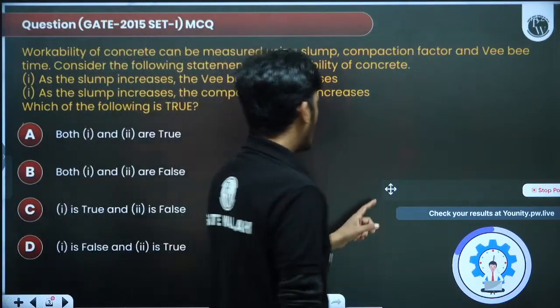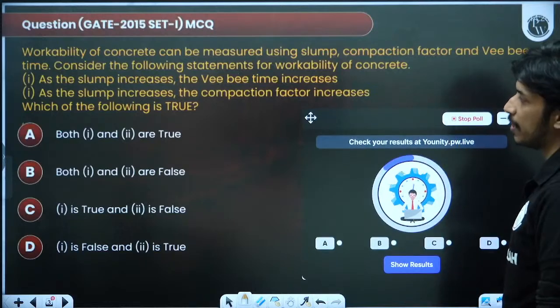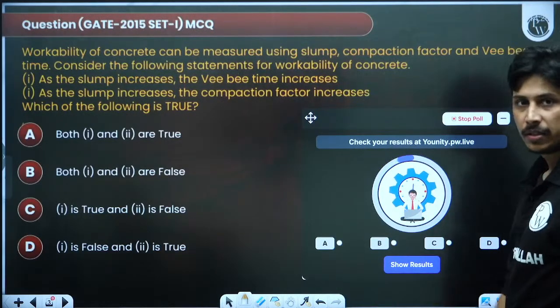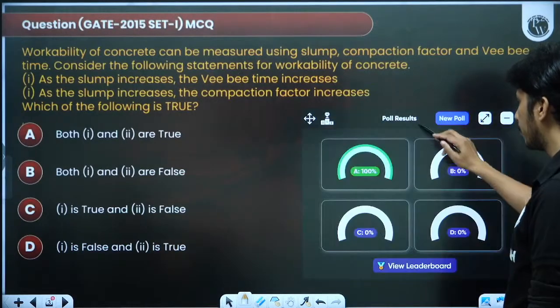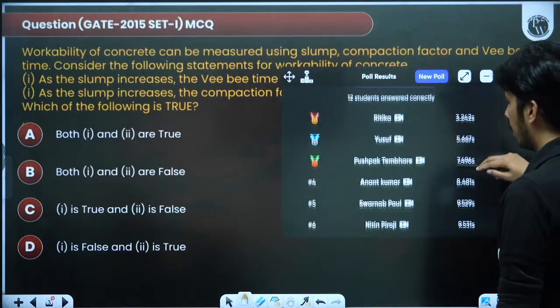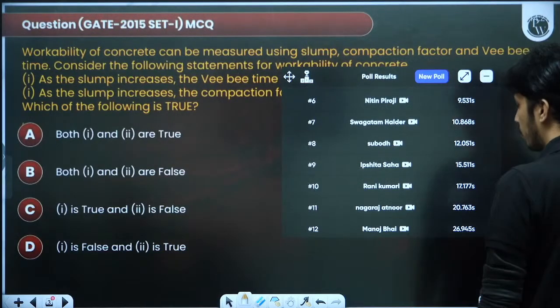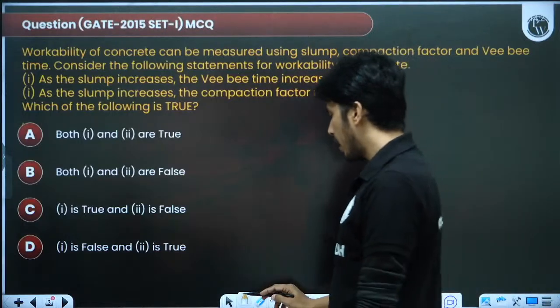Now, there is one more question in the same year, 2015. That is, workability of concrete can be measured using slump. I think everybody has given the answer A part. Yes, everybody has given: Ritika, Yusuf, Pushpak, Anand, Swarnab, Nitin, Swagatam, Subodh, Ipshita, Rani, Nagaraj, Manoj. Everybody has given A part. Okay. Let's move to the next question.